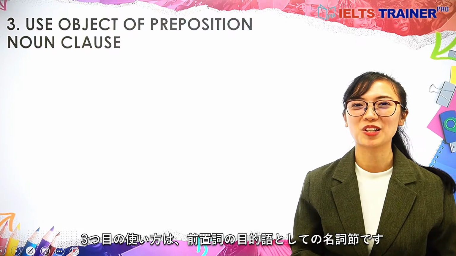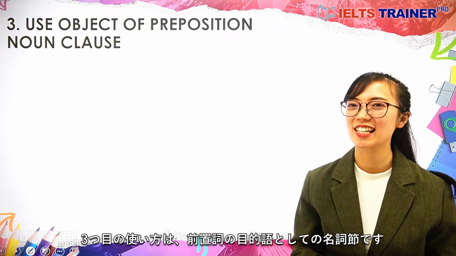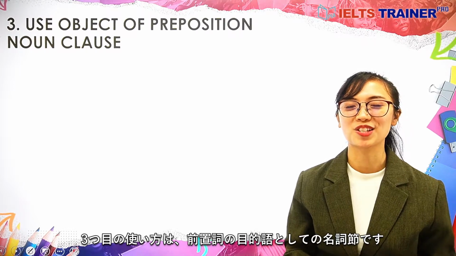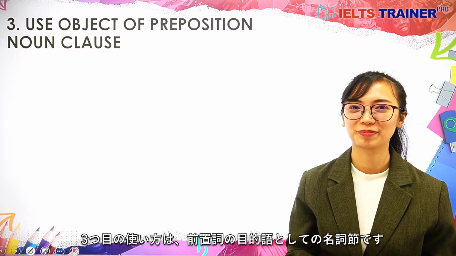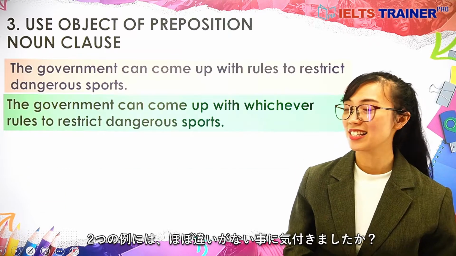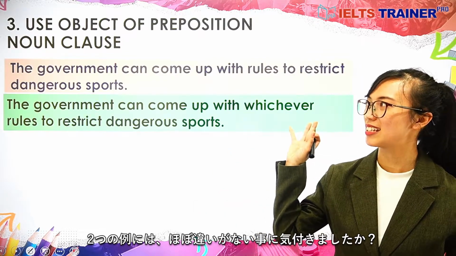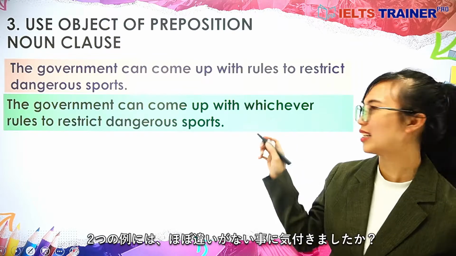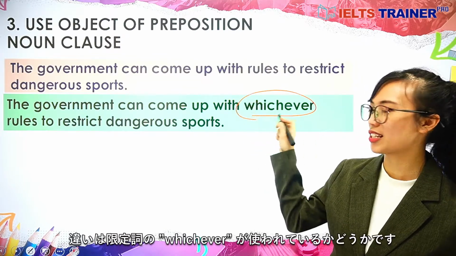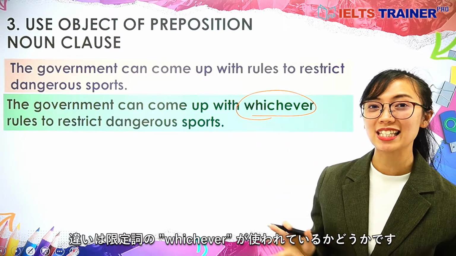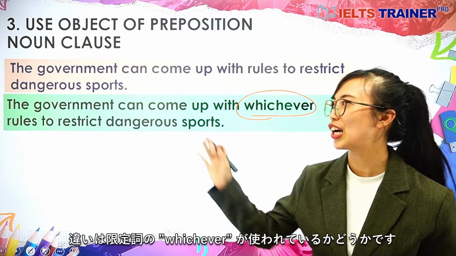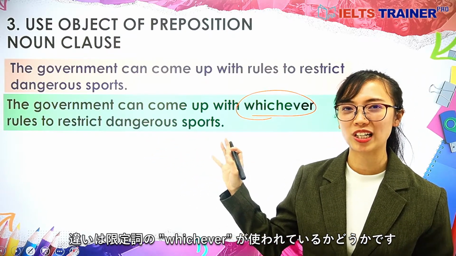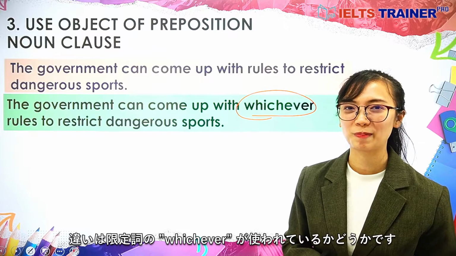Another type that we should attempt to use is the object of preposition noun clause. Notice that in this first set, there might be no differences at all, except whichever, which is a determiner that indicates which rules to restrict dangerous sports.